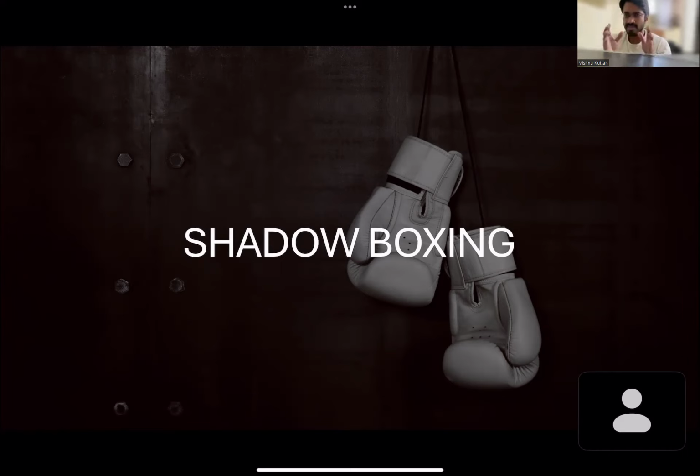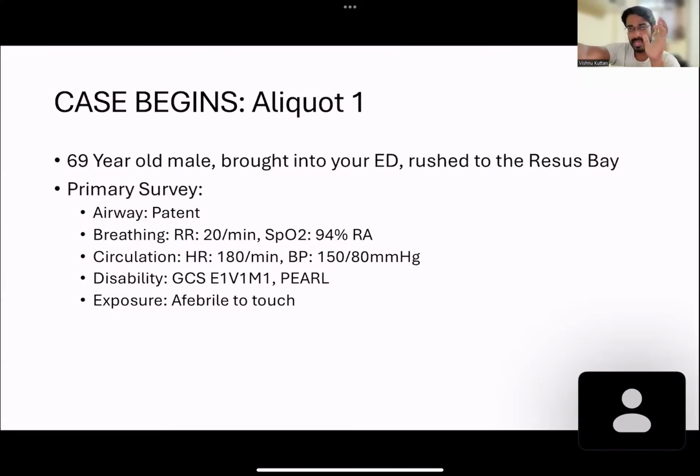Each segment we are going to divide and call an aliquot. So we are going over to the first part. Here is where the case begins, and this part was not seen by me. It was seen by another JR. We are talking about a 69-year-old male patient who was rushed into a resus bed. He was in EM1, and was taken right into a bed.